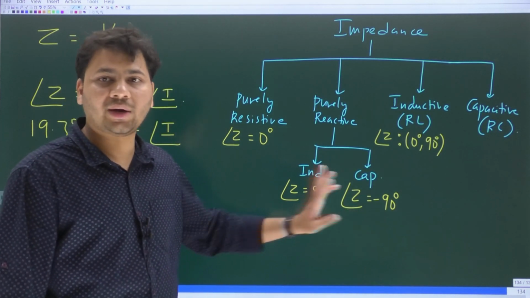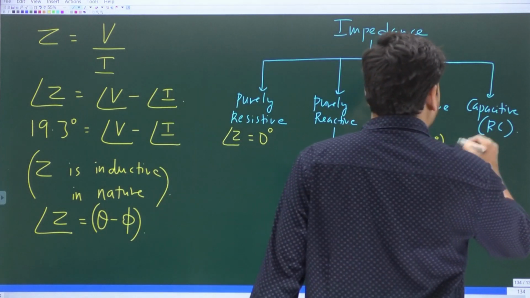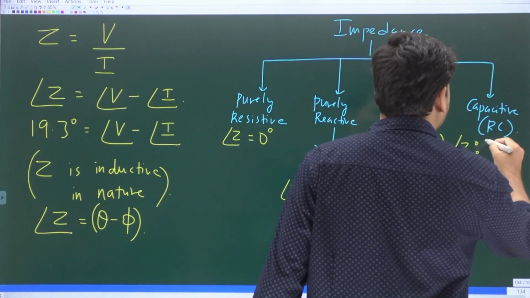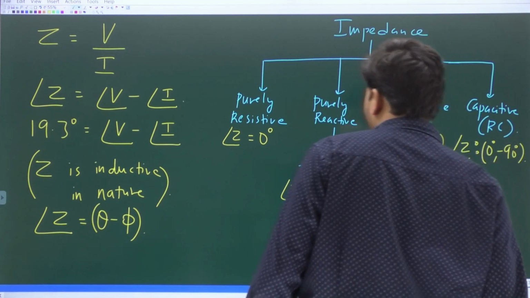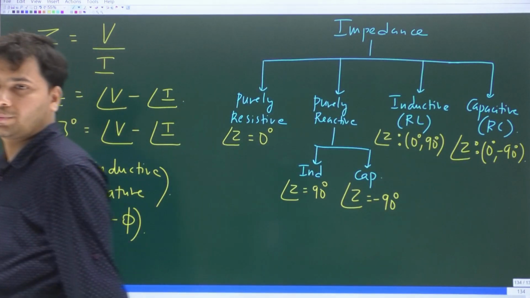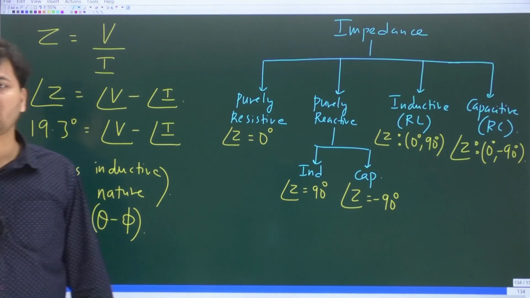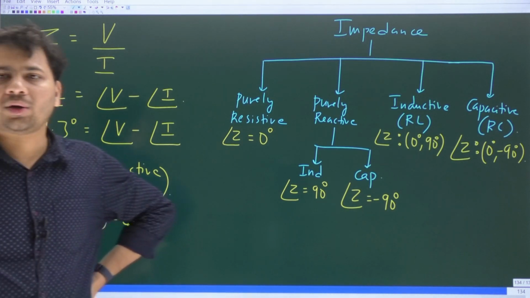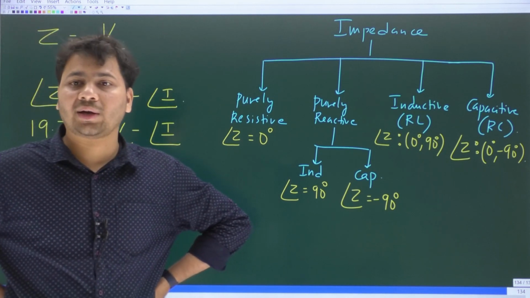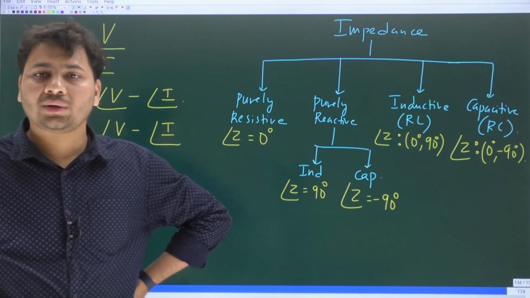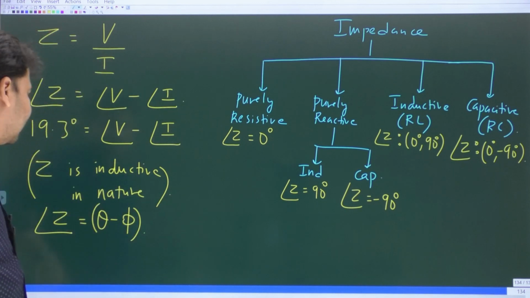At the other extreme, the capacitive impedance can be purely capacitive, in which case the angle of impedance can be minus 90 degrees. So what is the range of the impedance angle in this case? Will it not lie between 0 degrees and minus 90 degrees? Yes. These are the different possibilities for the impedance angle. Always remember, impedance angle is the phase difference between the voltage and the current, which is denoted by theta minus phi.